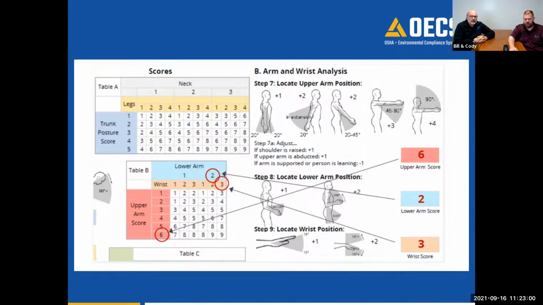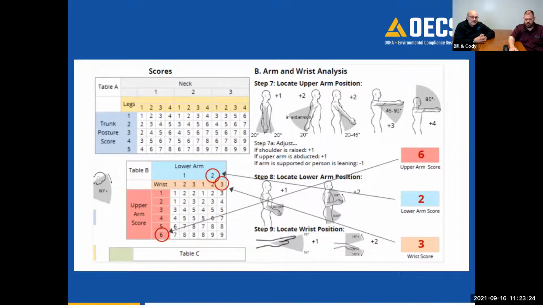Now I've got her along with a shoulder being raised and an upper arm abduction as 6 points, 4 for that 90 degrees, 1 extra for the shoulder being raised, and 1 extra for the adduction. So she gets 6 for that.